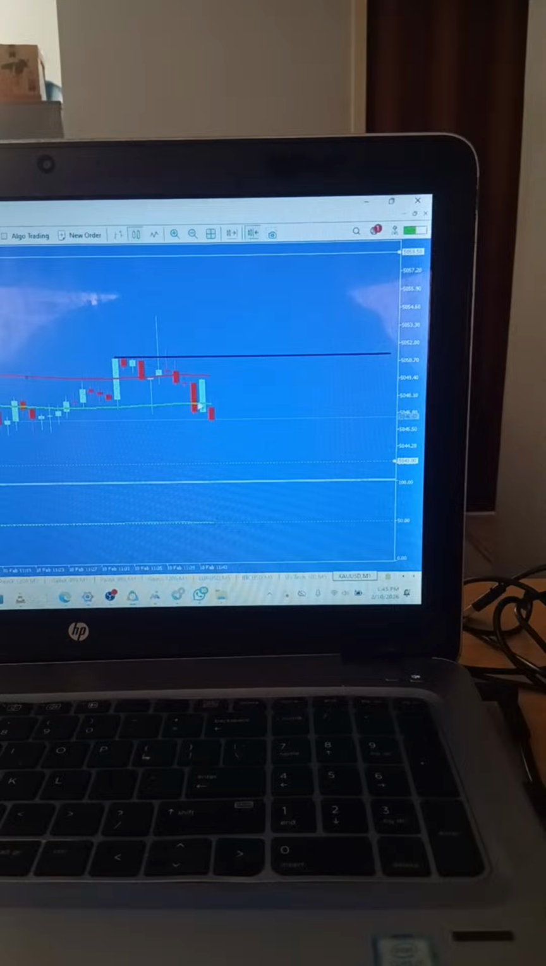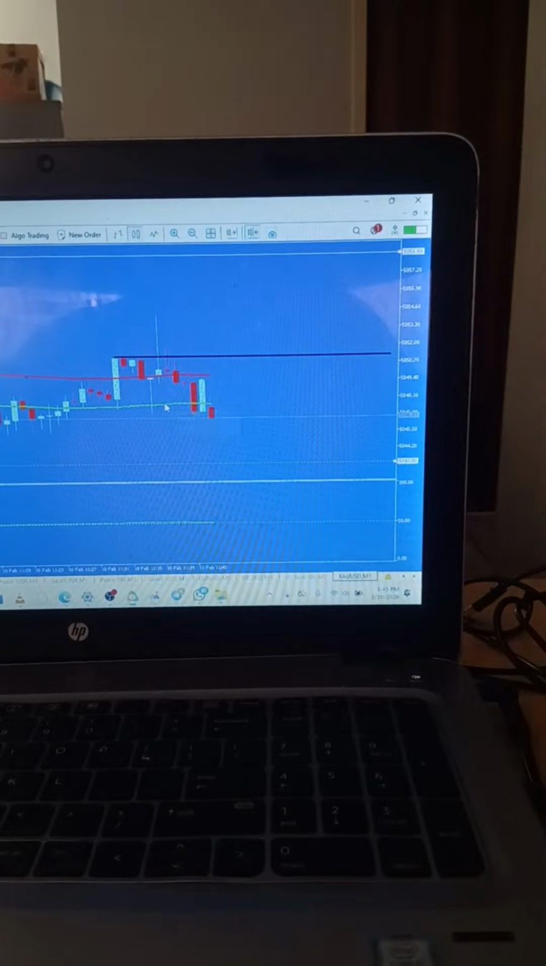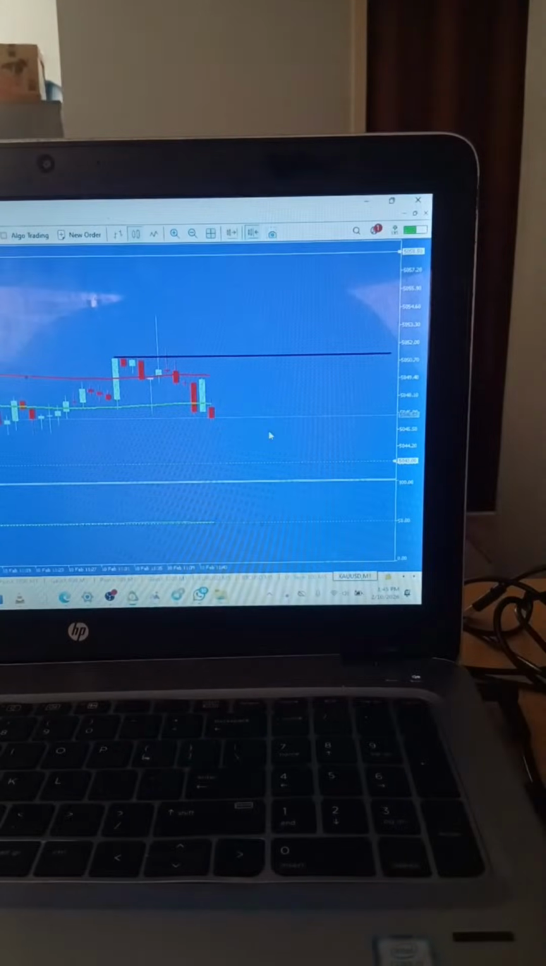You wait for price to close. When you're buying, it has to close above the red line, which is the dynamic resistance. Or when you're selling, it has to close below this green line, which is the dynamic support. I'll explain this strategy in detail. I did a video, but editing takes time. The video is already there.